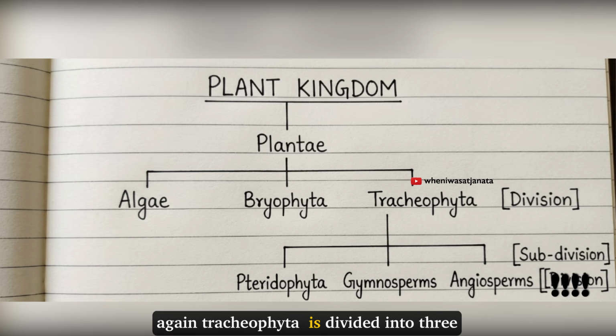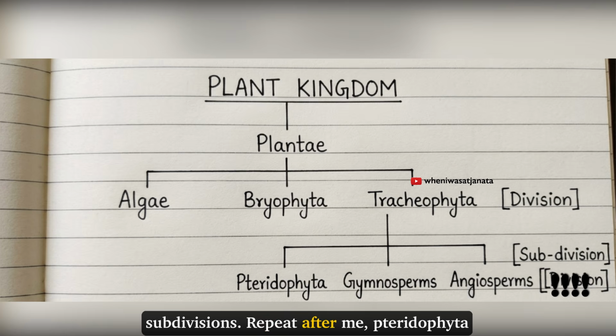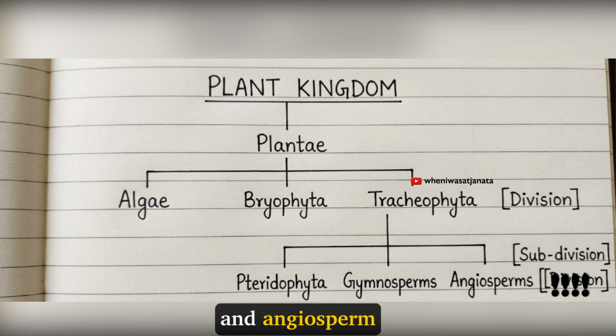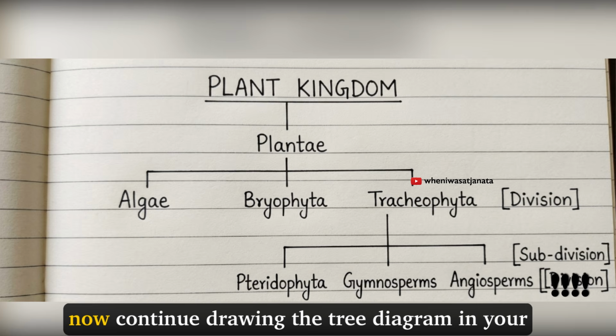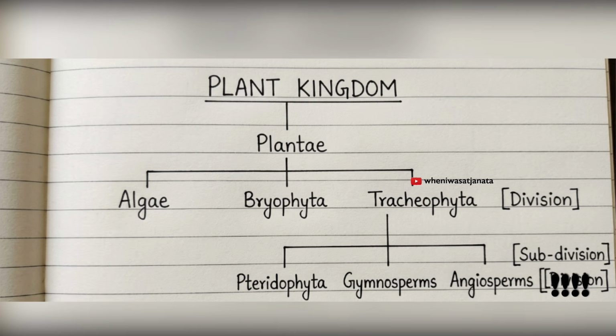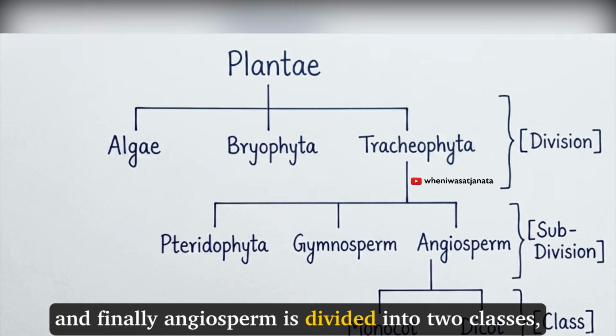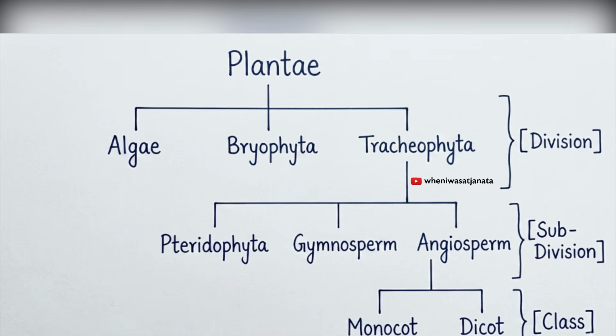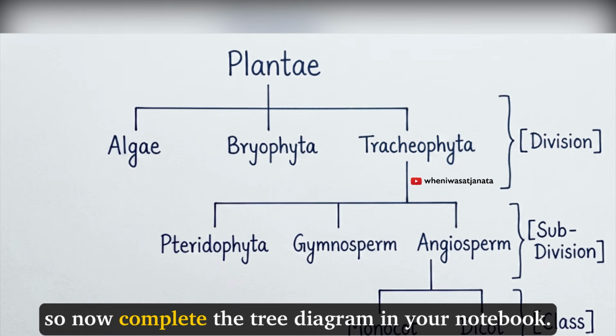Again, tracheophyta is divided into three subdivisions. Repeat after me. Pteridophyta, gymnosperm, and angiosperm. Now, continue drawing the tree diagram in your notebook. And finally, angiosperm is divided into two classes, monocotyledon and dicotyledon. So now, complete the tree diagram in your notebook.